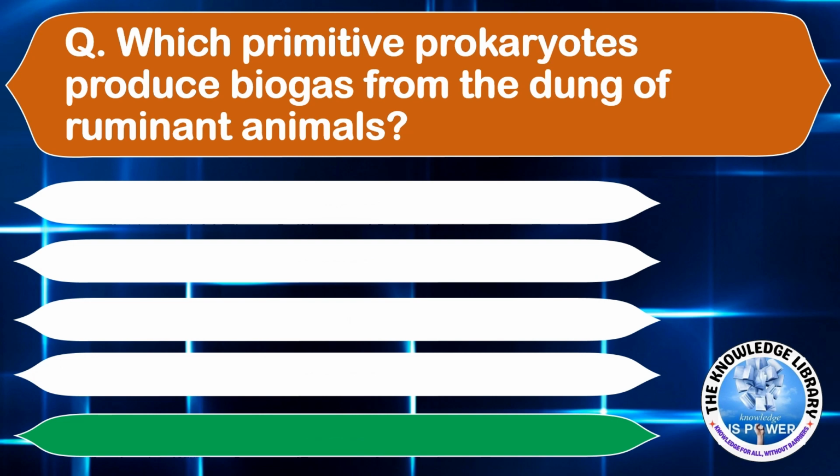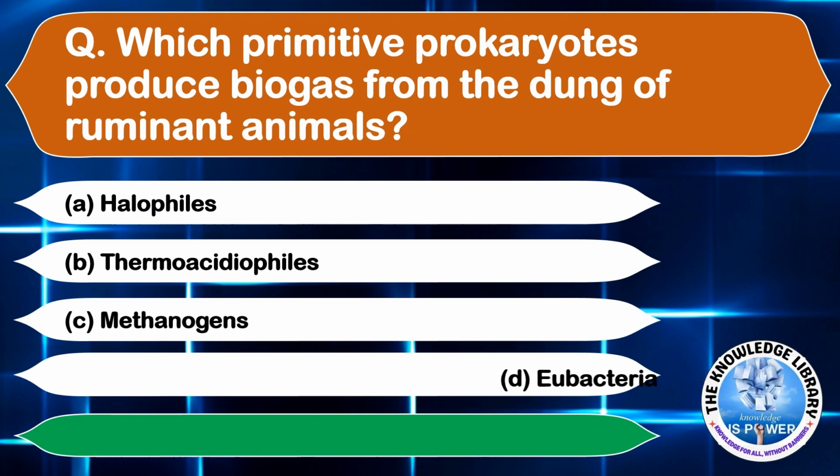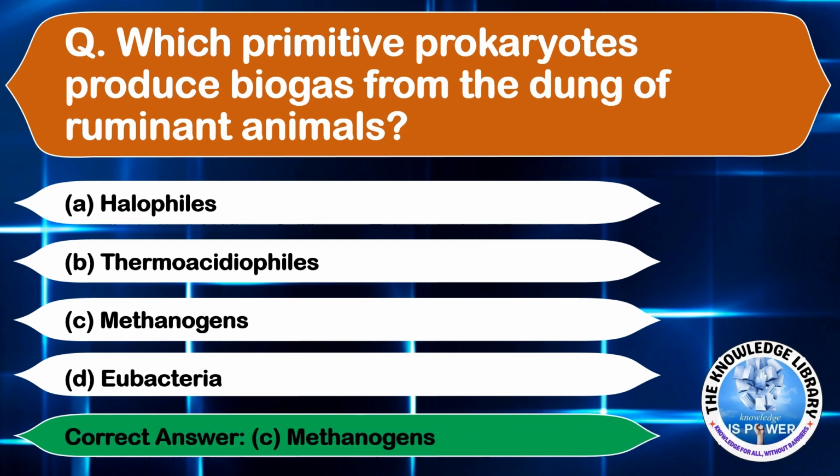Which primitive prokaryotes produce biogas from the dung of ruminant animals? Option A, halophiles. Option B, thermoacidophiles. Option C, methanogens. And option D, eubacteria. The correct answer is option C, methanogens. Moving on to the next question.